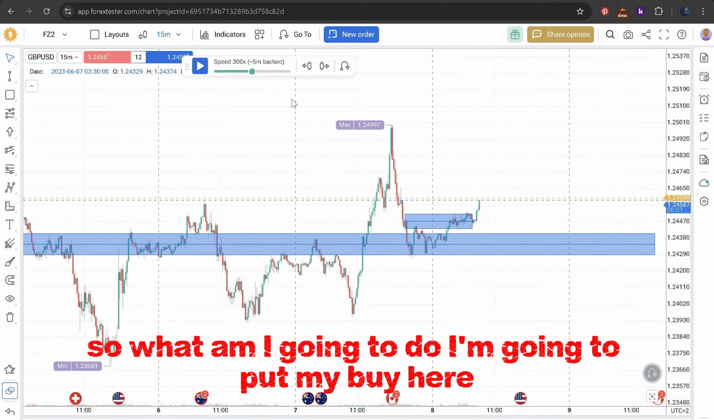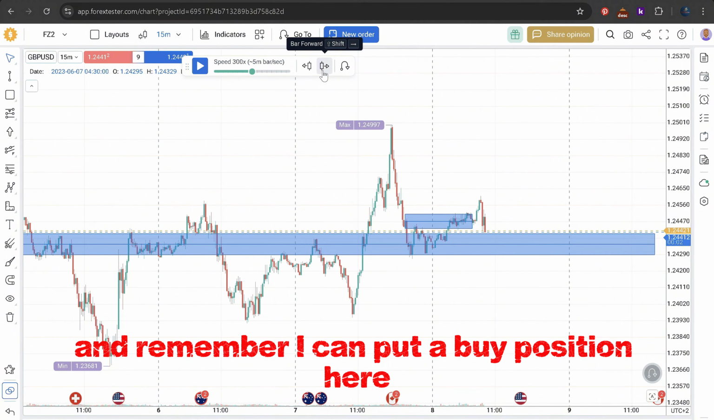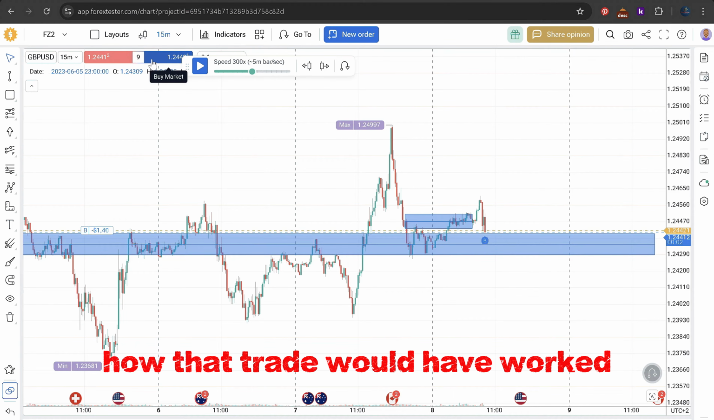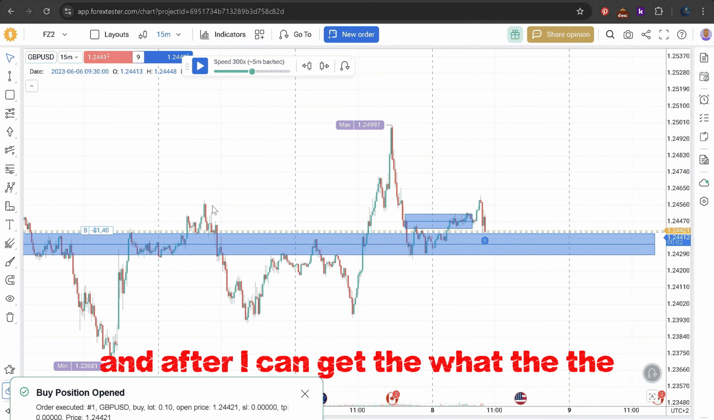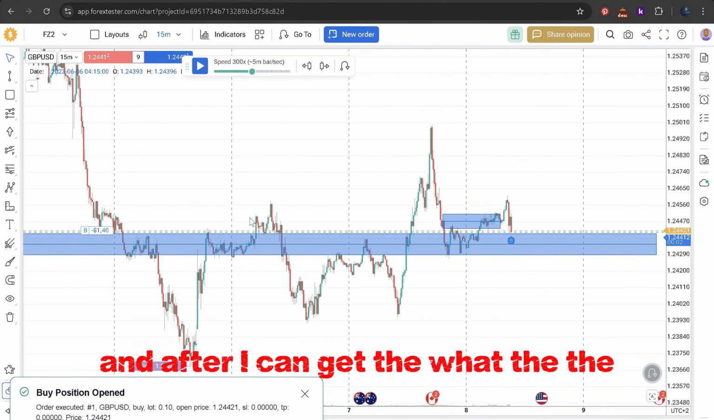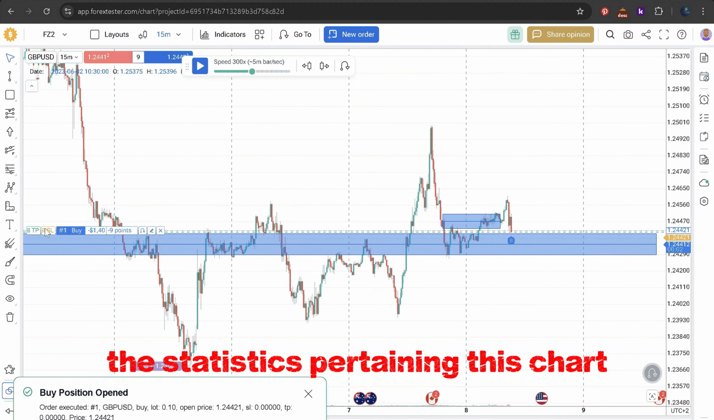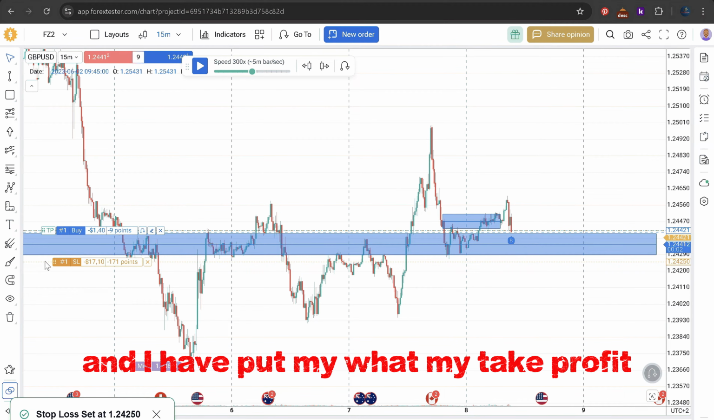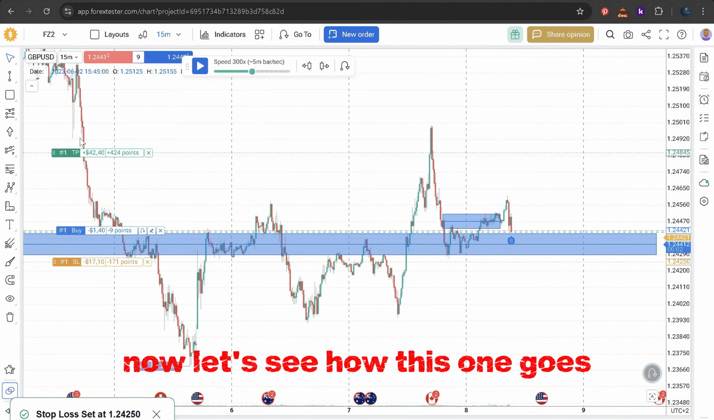So what am I going to do? I'm going to put my buy here, and remember, I can put a buy position here because I'm using Forex Tester, and I can see in real time how that trade would have worked, and after I can get the statistics pertaining to this trade. I have put my stop loss position, and I have put my take profit. Now let's see how this one goes.